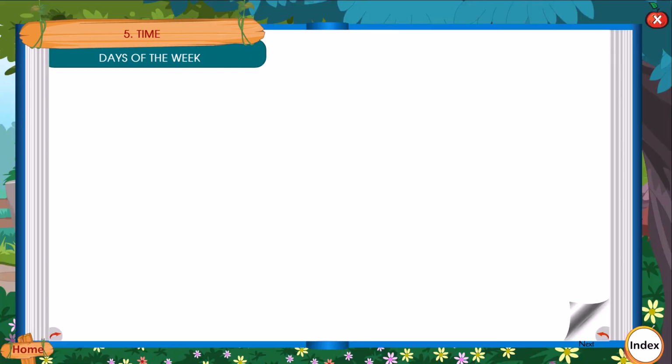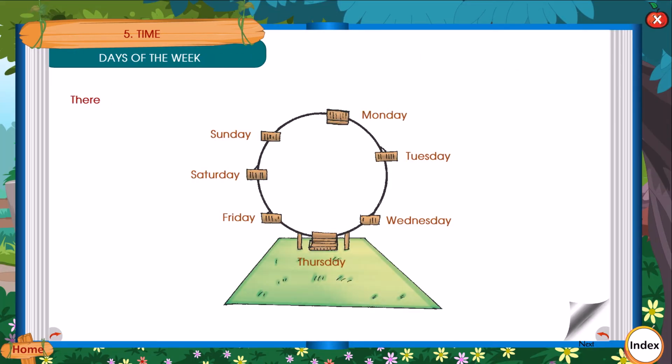Days of the week. There are 7 days in a week. Monday, Tuesday, Wednesday, Thursday, Friday, Saturday, Sunday. The week begins on Monday and ends on Sunday.